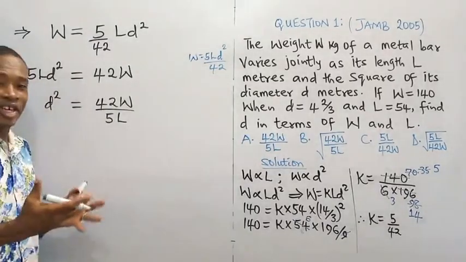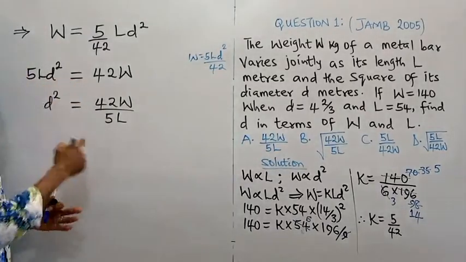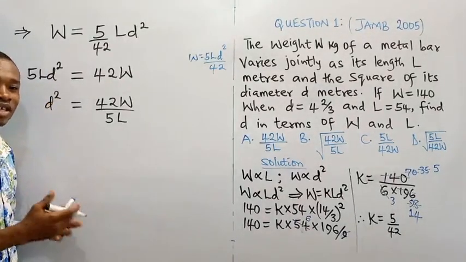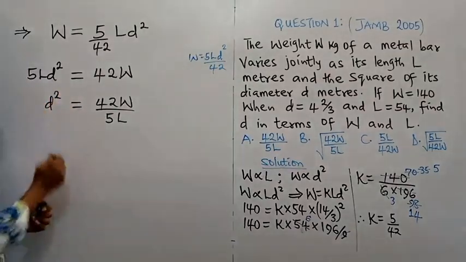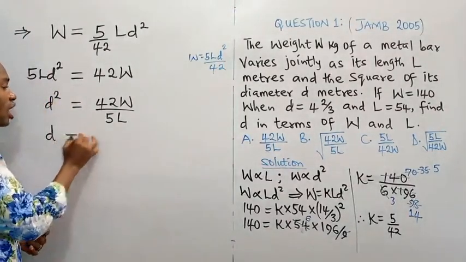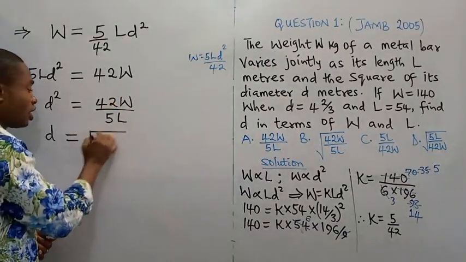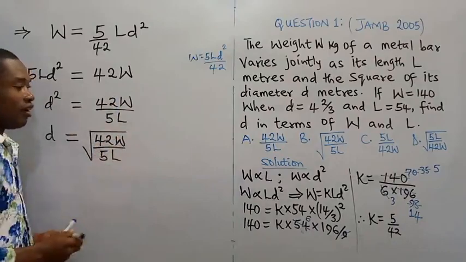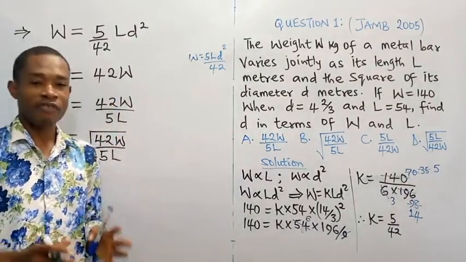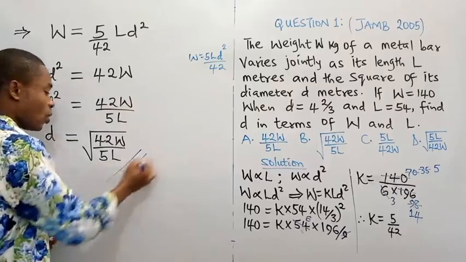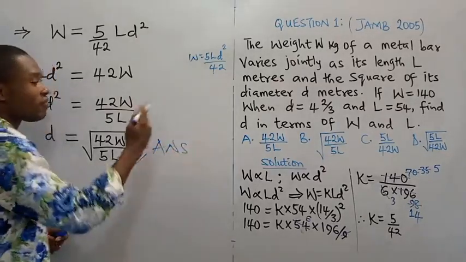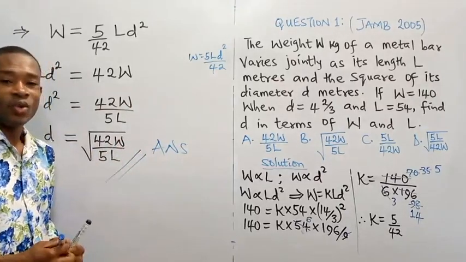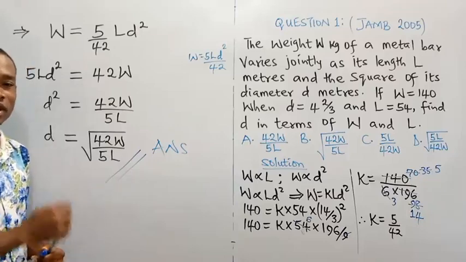Then, to obtain D now, you see this is D squared. To obtain D, you have to remove this word, square. And how do you remove square? You take square root. If I take square root of this D squared, you're left with D. That will be equal to, you take square root of this term, and this is going to be 42W all over 5L. 42W all over what? 5L. And of course, we have obtained D. We have found D in terms of W and what? L. We have simply made D subject to the formula.